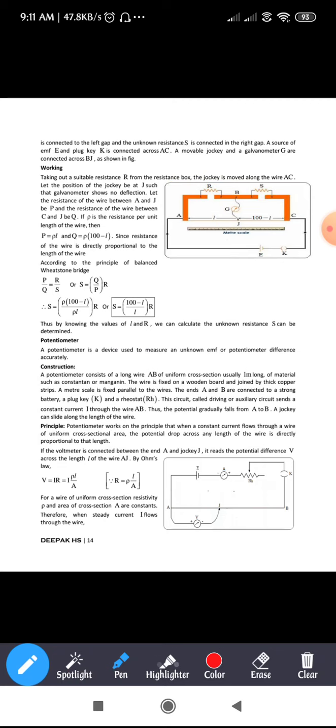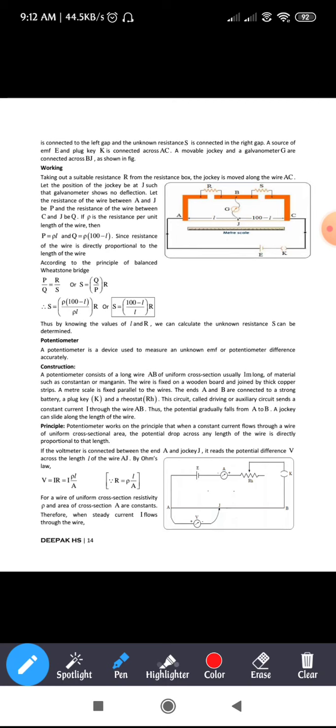Okay, so next here what we are going to do is take a jockey. What is the use of the jockey? When you slide it from terminal A to terminal C, you keep on sliding the jockey on the wire. The wire is mounted on the scale, and that wire is made up of manganese. So when you slide the jockey on the wire, which is directed from A to C, what happens?